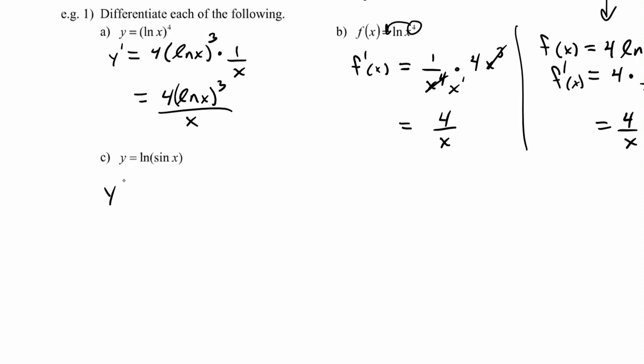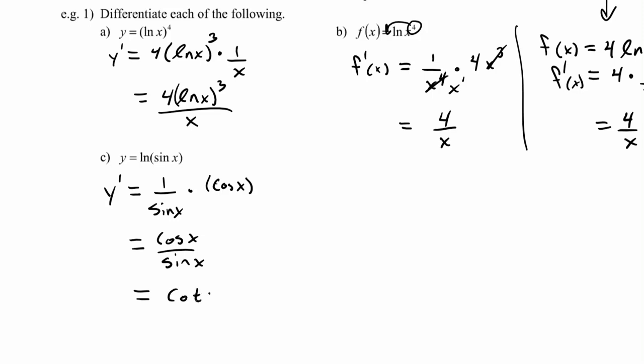Okay, next one. So y prime is equal to, okay, the derivative of the natural log is 1 over, so 1 over sine x in this case. And then the derivative of the inside would be cos x. So this is equal to cos x over sine x, also known as cotangent x.